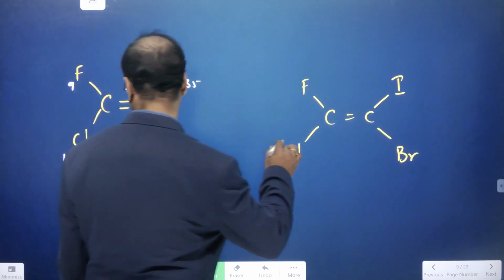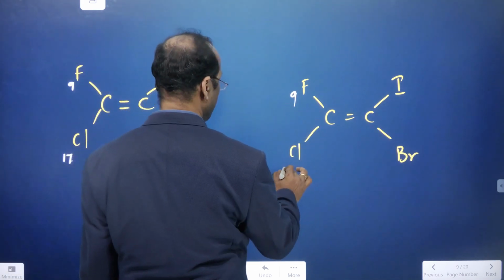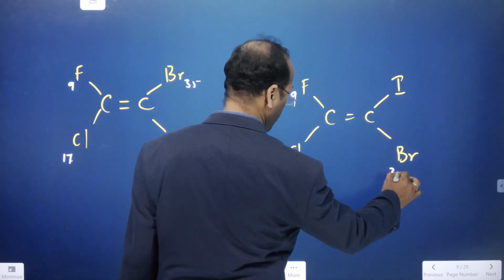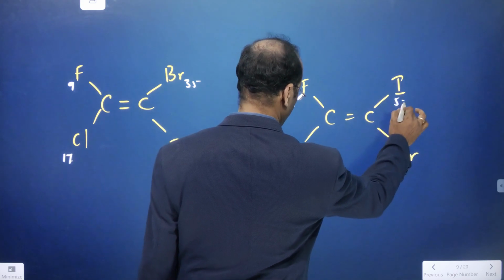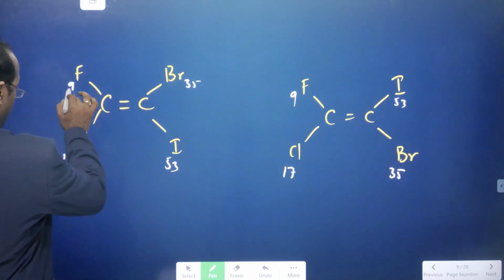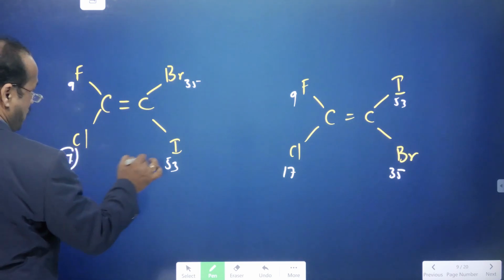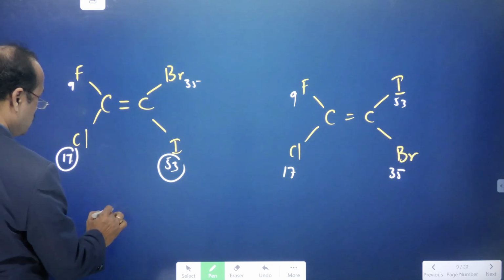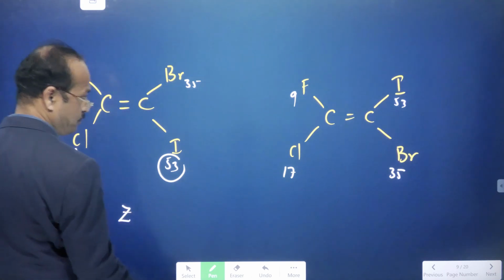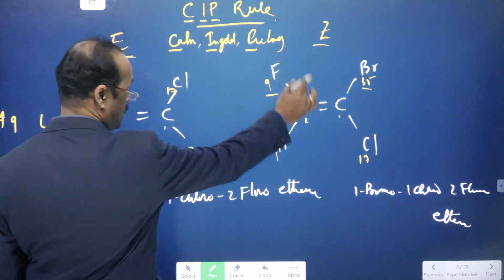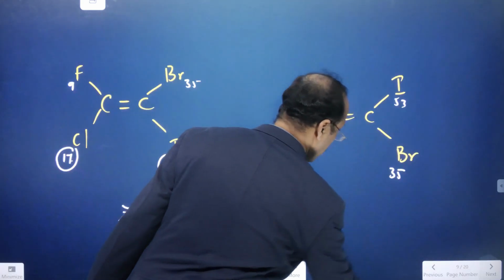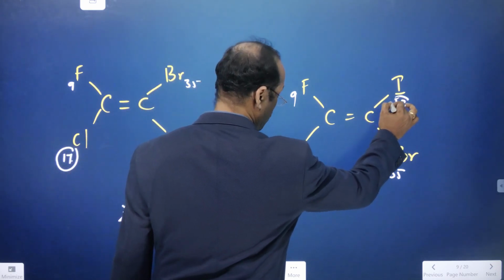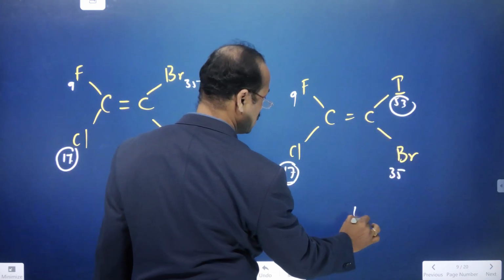Correct? So now what happens? You see here fluorine is 9, this is 17, and here it is 35, and here it is 53. So here the highest is 17, and in this the highest is 53. So both are on one side. Correct? So this is denoted by Z. Both are on one side. Now here the higher is 17, and here the higher is 53. Both are in opposite positions. So this is called E notation.